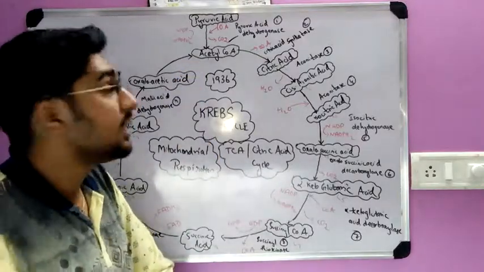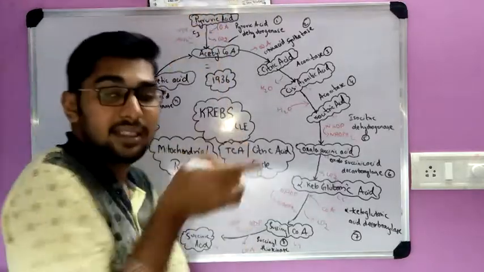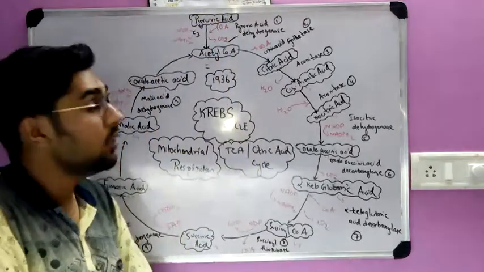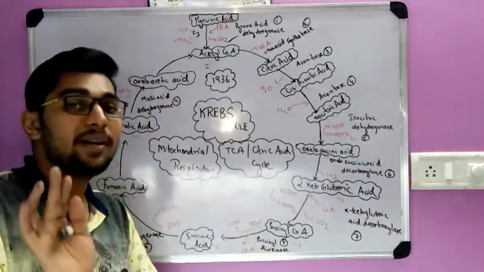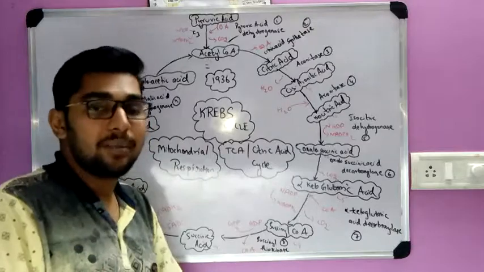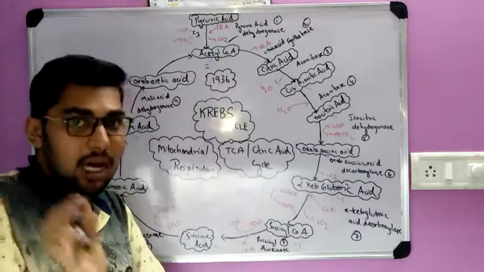This acetyl coenzyme A is a C2 molecule. This is C3. Pyruvic acid is a C3. That means it has three carbon compounds. One carbon is gone out in the form of carbon dioxide. So how much carbon will be left? Two carbon will be left. That is acetyl coenzyme A with two carbon atoms.